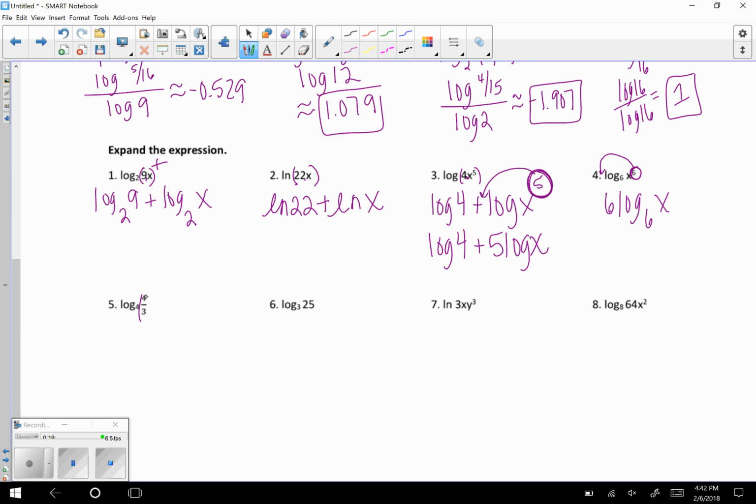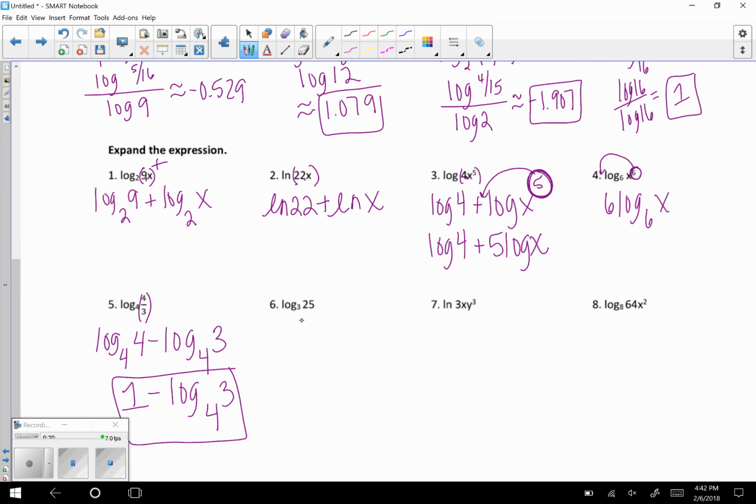Number 5. I've got division going on. Okay, I could break that up. Log base 4. So that's the quotient property. I could break that up into log base 4 of 4 minus log base 4 of 3. Remember what we said, if the base and this number are the same, it's always going to equal 1. So you want to simplify if you can. So 1 minus log base 4 of 3. You don't have to do anything to the log base 4 of 3 because that would require change of base. So we're not going to make you do that.